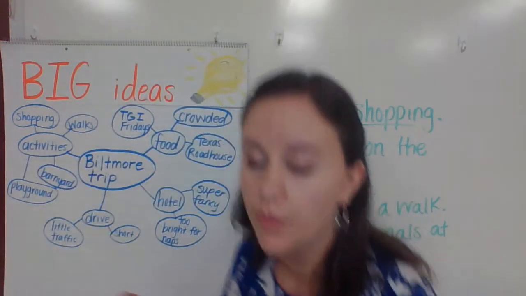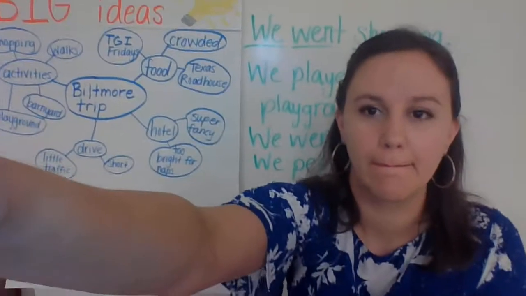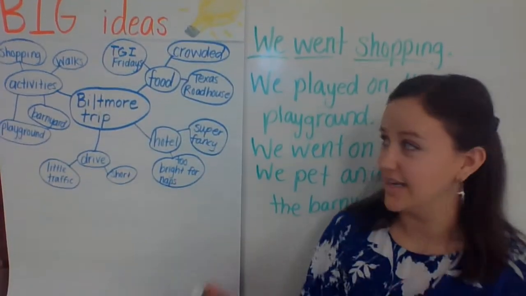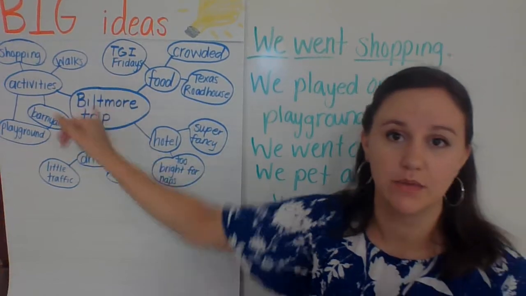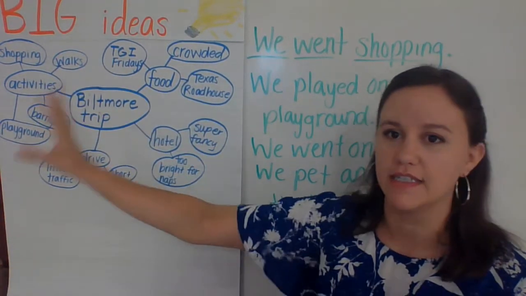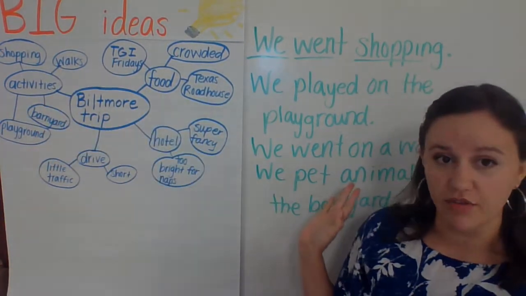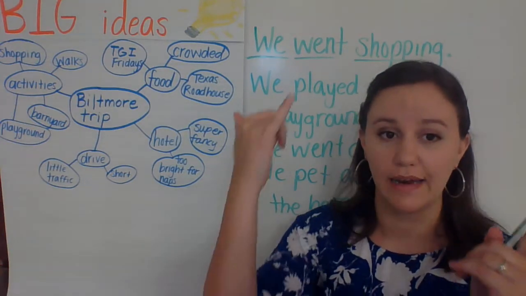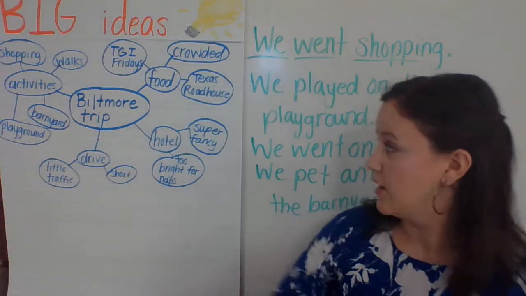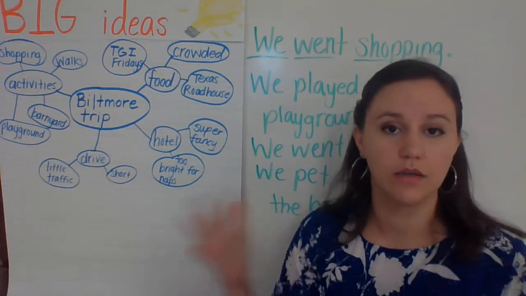Okay, so remember, big ideas. That's your plan. This is my plan for writing. This is my big idea, what I'm going to be writing about, and then I have all these details that I can use to come over here and write a story. Now, when you're writing sentences, remember you got to have a who and you got to have a what. Who did this and what did they do?